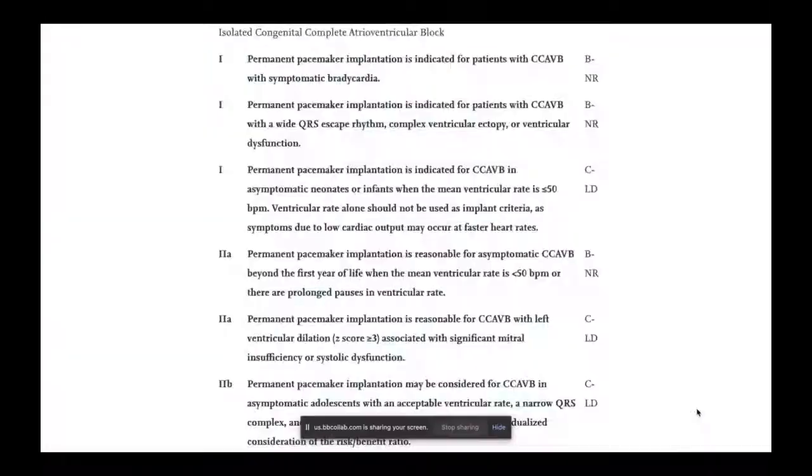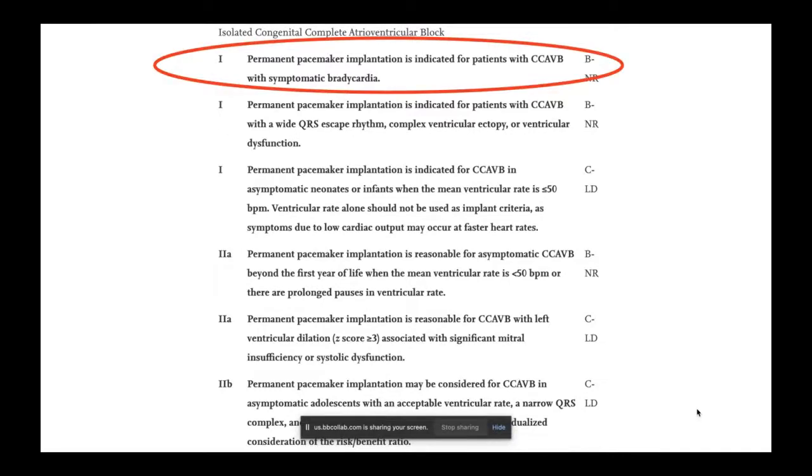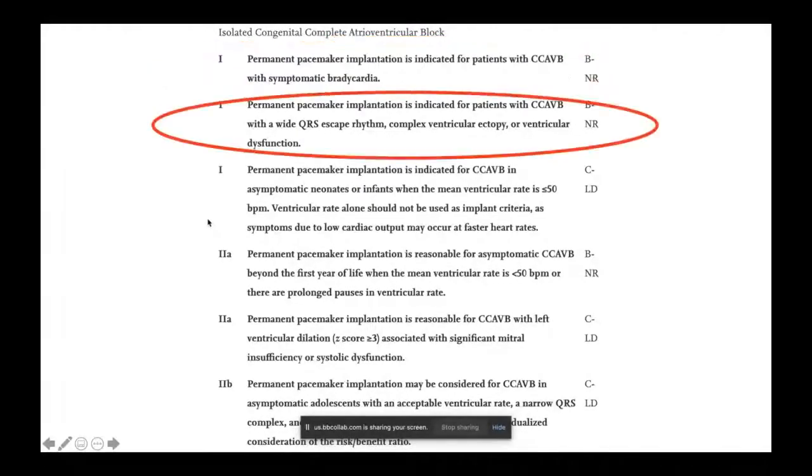Okay, so for that baby, does every baby with a complete heart block get a pacemaker? The answer is yes, eventually they will need a pacemaker, but they may not need a pacemaker right at the moment. And this baby we sent home from the emergency room, and I only want to highlight the class 1 indications for pacemaker placement in congenital complete heart block. So symptomatic bradycardia, we talked about it. If this baby came in sick, was not looking well, yes, we would put in a pacemaker.